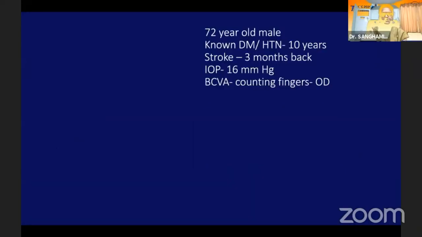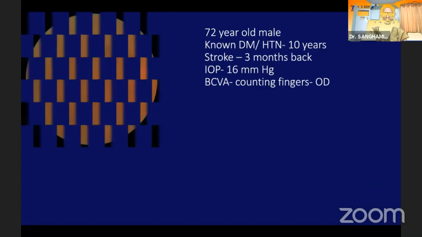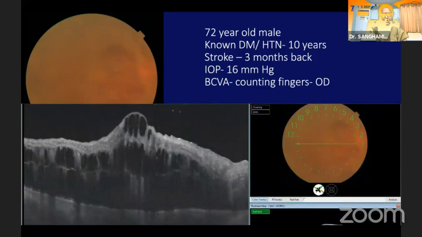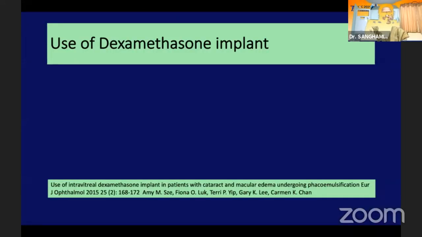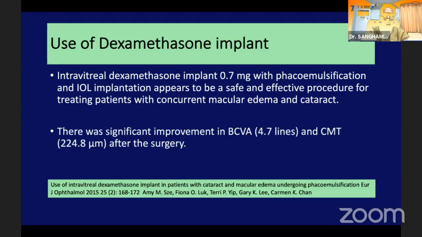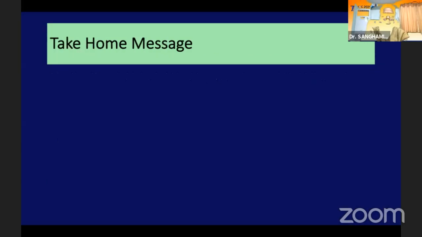My next patient was a 72-year-old male, known diabetic and hypertensive for 10 years, who had a stroke 3 months back. Intraocular pressures were normal, with a grade 3 nuclear sclerosis and a lot of hemorrhages. There was a huge macular edema seen in the posterior pole. This patient was injected with a dexamethasone implant, which has been widely used for RVO patients. Phacoemulsification with IOL implantation appears to be a safe and effective procedure for treating patients with concurrent macular edema and cataract, and there was significant improvement of BCVA and central macular thickness after surgery.